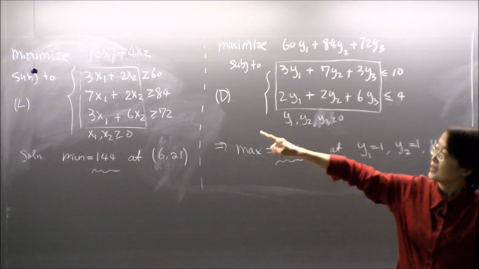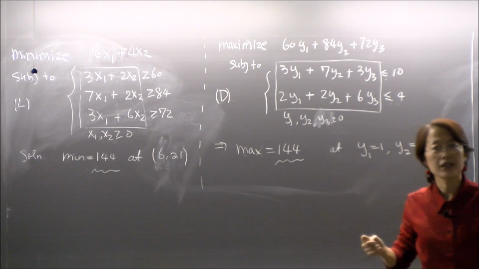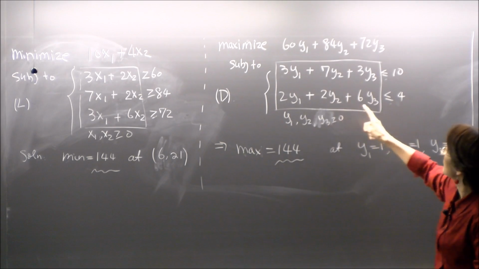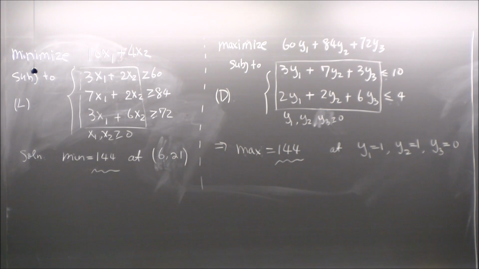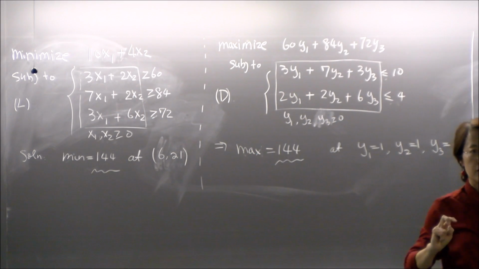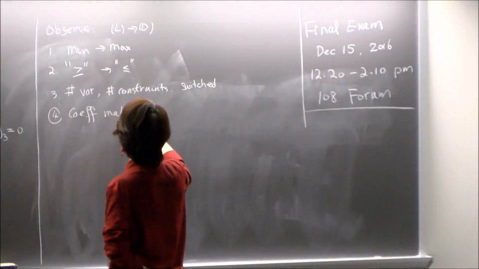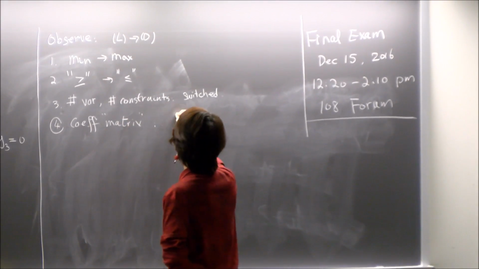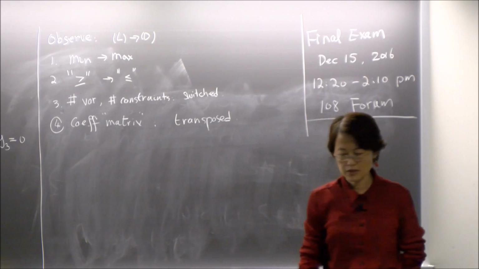It's not random, right? Doesn't it come from there? It's the 3, 7, 3. Is that right? And then here I have 2, 2, 6 and I see 2, 2, 6. So if you form a matrix with these coefficients, then this matrix is exactly the transpose of that one. We see that? We'll get into that. Okay, so the coefficient matrix, we will work on that, and we see that I need to transpose it to get to the other one.